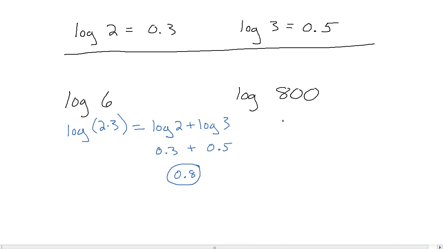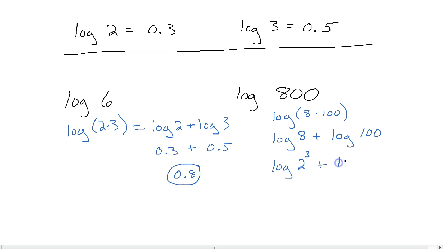Now the second one's a little trickier. Let's see what we can do here. The log of 800 would be the log of 8 times 100. So let's see what that looks like. That would be the log of 8 plus the log of 100. Now, neither one of these are 2's or 3's. However, I could write the log of 8 as the log of 2 cubed, and I can write the log of 100 as the log of 10 squared.